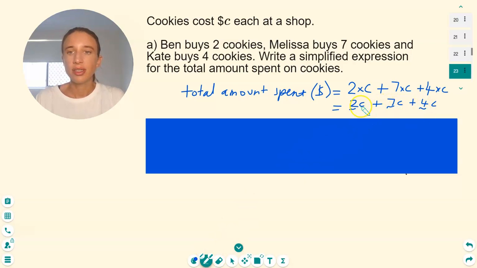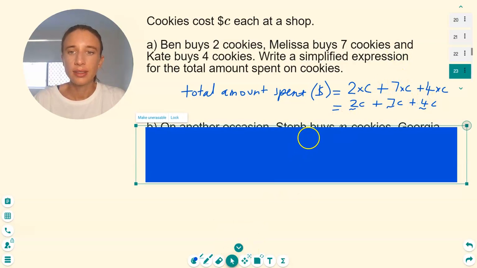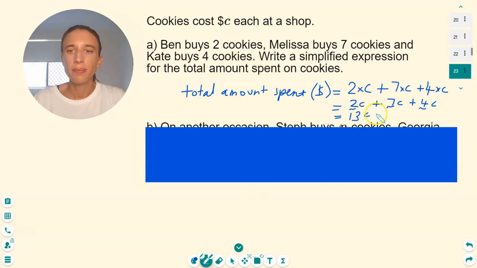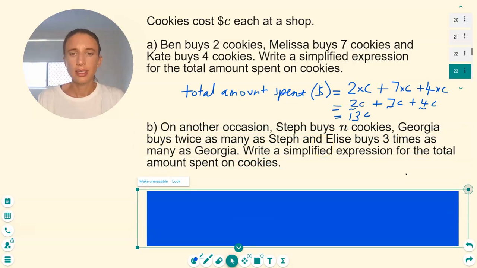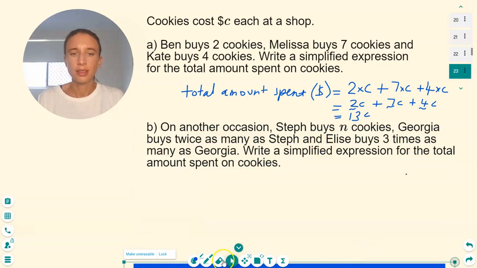So 7 and 2 is 9, plus 1 is 10, plus 3 will give me 13, if you break up that 4. So our expression for the total amount spent is 13C.